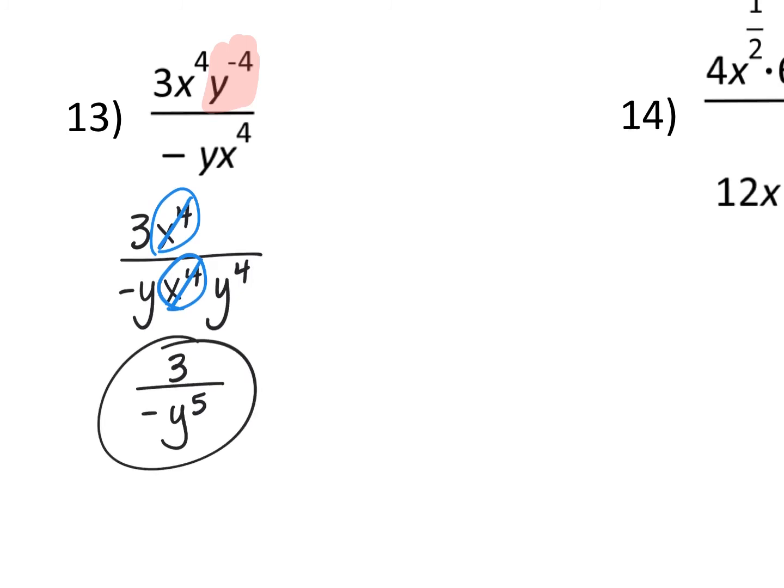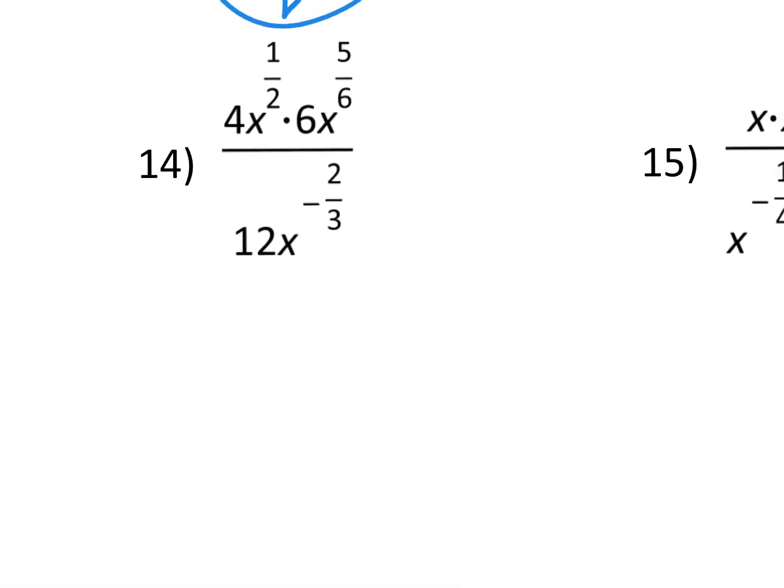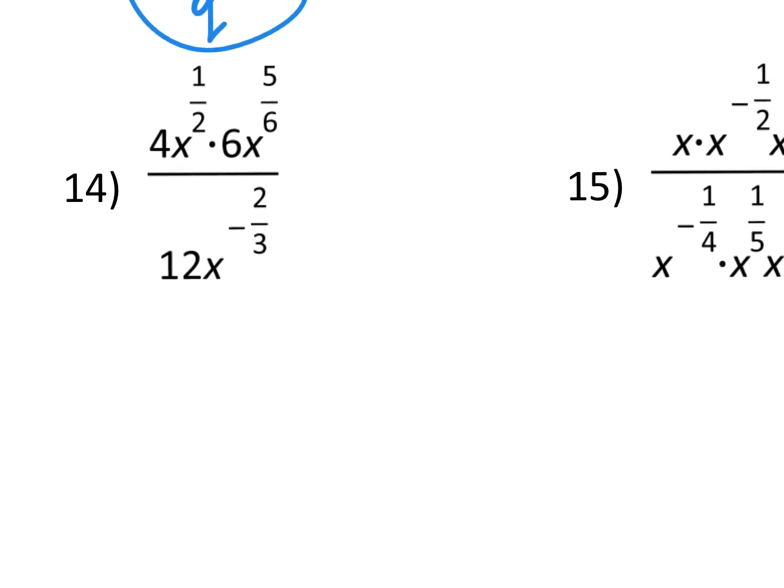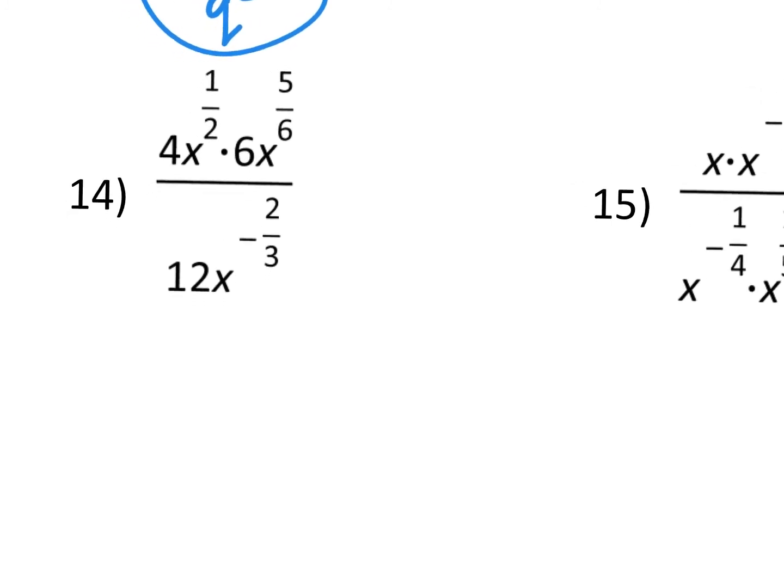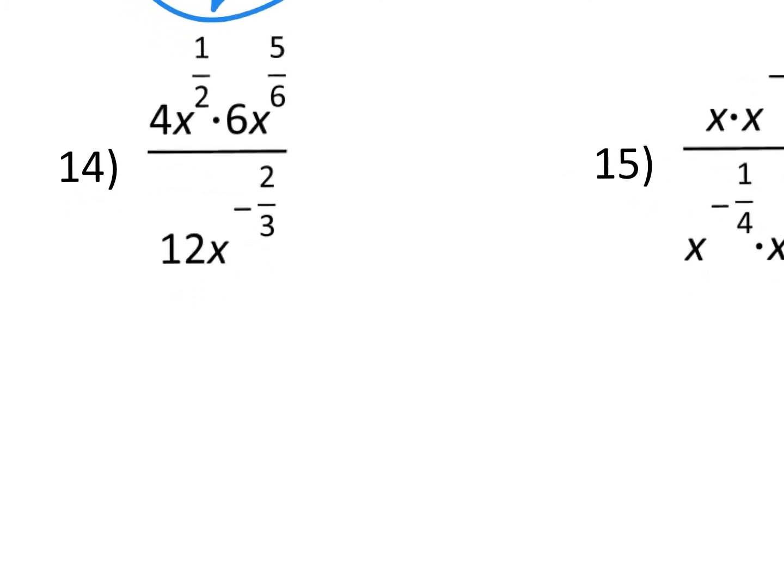Okay, let's look at number 14. Oof. So this has got fractional exponents and power rules. Remember those exponents are only on the x's, and I see that I've got a negative exponent here, so I'm going to move this guy up to the top. So this will become, I'm just going to keep everything the same, so 4x to the half times 6x to the 5/6. Just the x part is coming up, and the 12 stays down below.